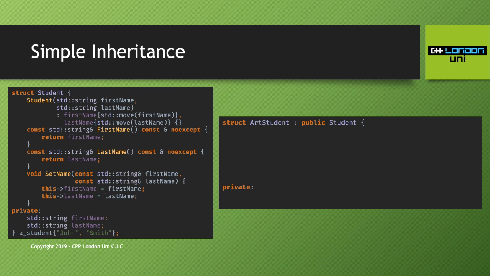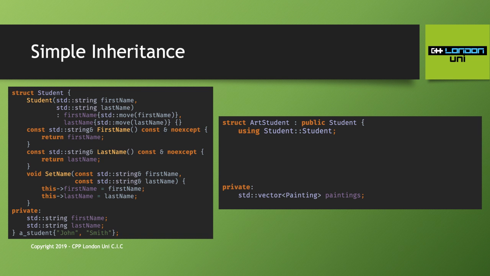And again, we're going to declare some private data members. So we're going to have a vector of paintings that the art student has done. We don't know what painting actually is. For the purposes of this, it's exposition. It's some type that represents a painting. So the first piece is where it gets very interesting: using student, scope resolution operator, student.